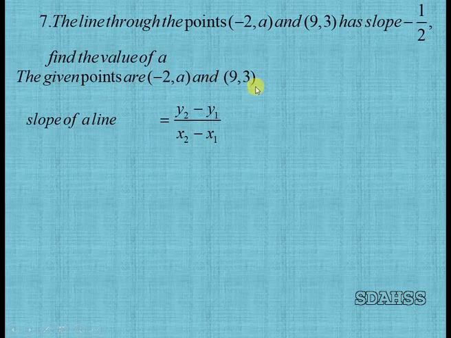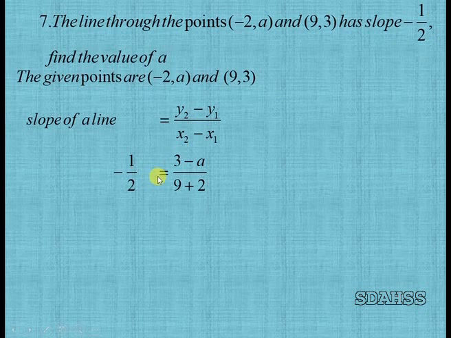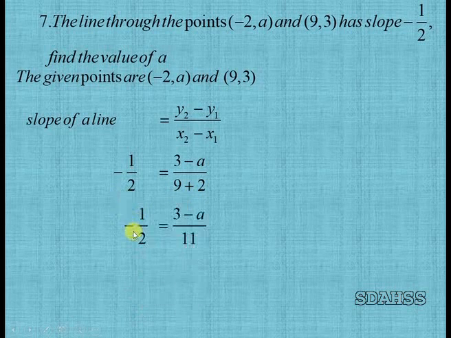This is x1 y1 and this is x2 y2. Substitute all the values in the formula. So you have slope is minus 1 by 2 equal to 3 minus a divided by 9 minus of minus 2. Minus of minus 2 is plus 2. So 9 plus 2 is 11. Minus 1 by 2 is equal to 3 minus a divided by 11.